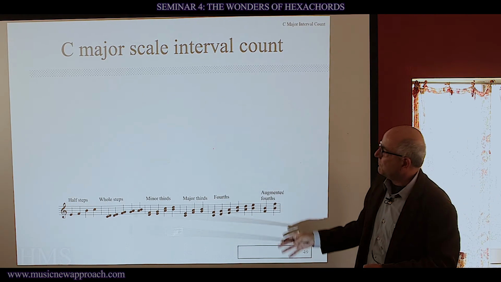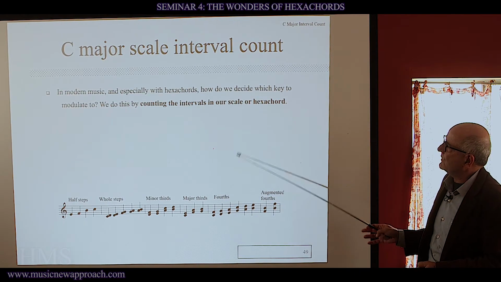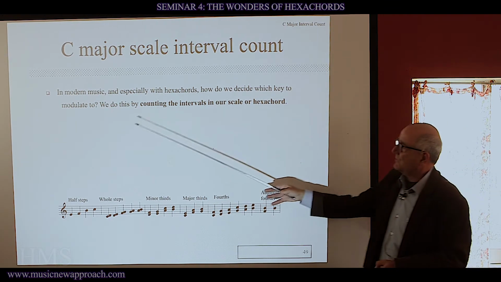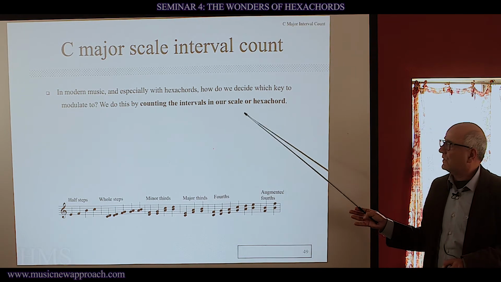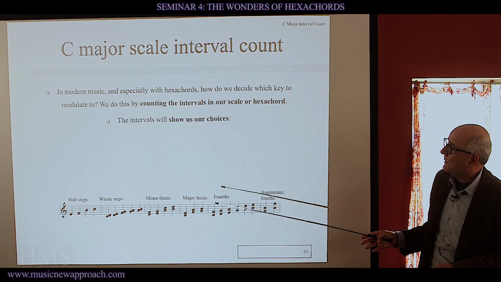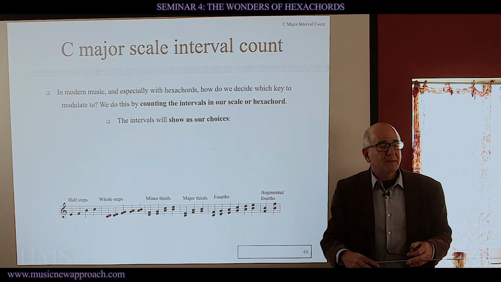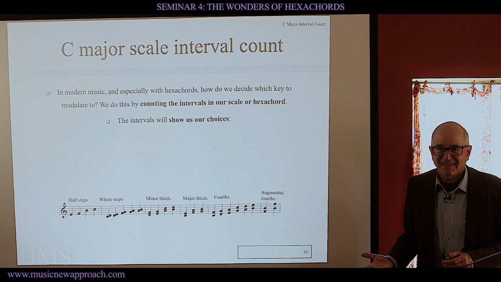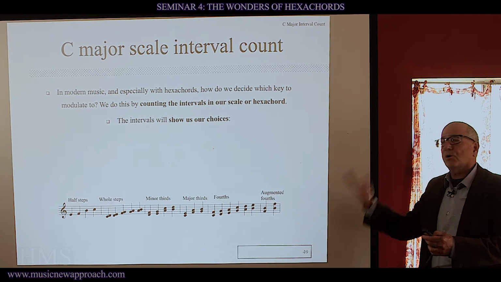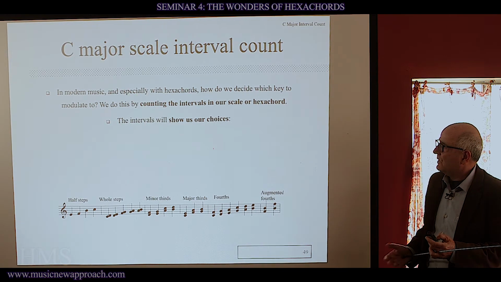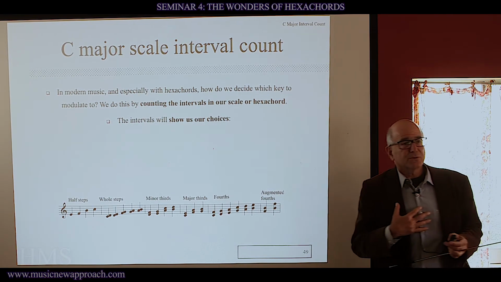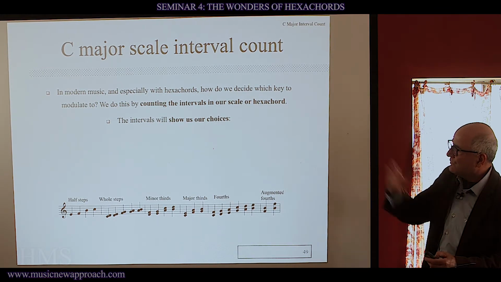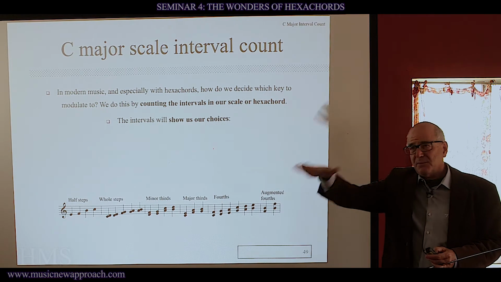Now, let's talk about modulating and counting the intervals in a major scale. So in modern music, especially with hexachords, how do we decide which key to modulate? We do this by counting the intervals in our scale or hexachord. Often people are in a major key and they'll modulate, oh, let's go up by a third because everybody does that, and it's a colorful thing. Or we go up by a whole step or a half step. The modulations often are arbitrary to my ears. It doesn't really line up so much with the music, and how they do it doesn't seem to always be thought out.